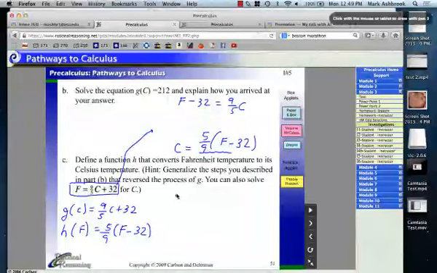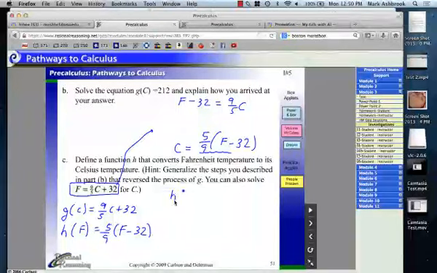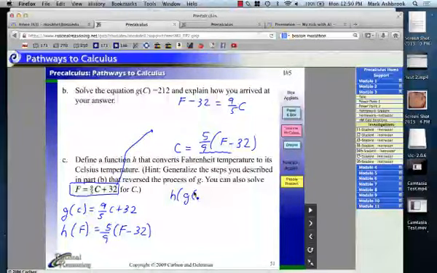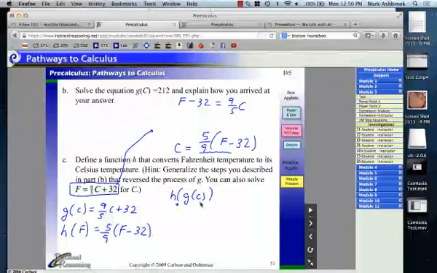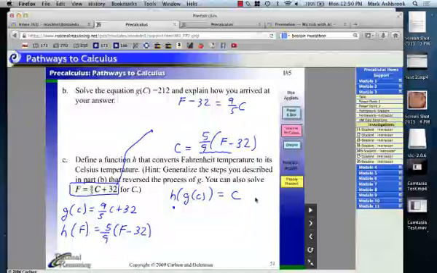So what if I were to compose them together? That's what some of you were talking about. If I took H of G of C, what would this mean? First take a Celsius temperature and get Fahrenheit. And then take that Fahrenheit and put it into H, which will give me? Right. So let's do the mathematics behind it. What do we expect to get? You'll get the original Celsius.